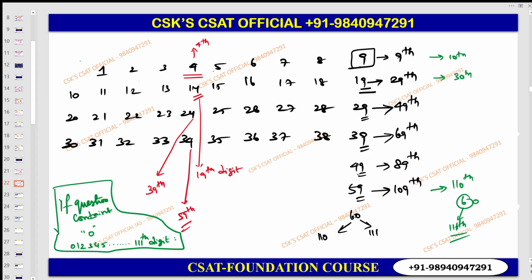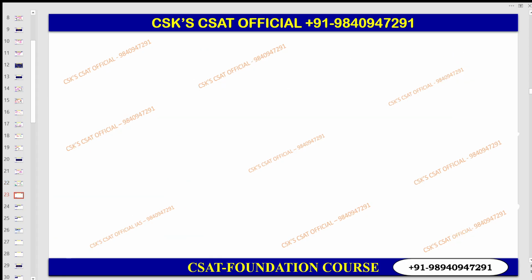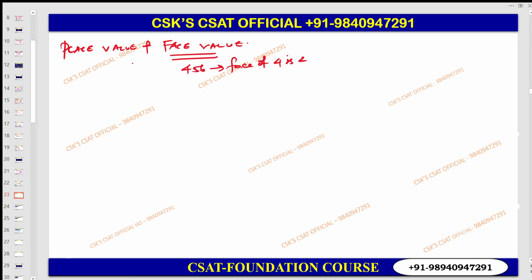And a few more things with respect to the digit concept, the place value concept, you need to remember. Place value and face value. Face value means, for example, 4 5 6: the face value of 4 is 4 only, that number itself. Face value of 5 is 5, face value of 6 is 6. Therefore, it is the number itself.